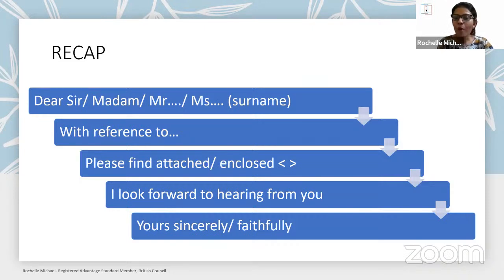Fourthly, I look forward to hearing from you, especially if you're expecting a response. Finally, you could end it by saying, yours sincerely, yours faithfully. Now, one thing I want you to remember, put a comma. Even when you say with reference to your letter writing passage, there has to be a comma. I look forward to hearing from you, of course, is a sentence, so there's a full stop. Yours sincerely or yours faithfully, put a comma. Dear sir, madam, or dear Mr. Pereira, or whatever name that you put, a comma.